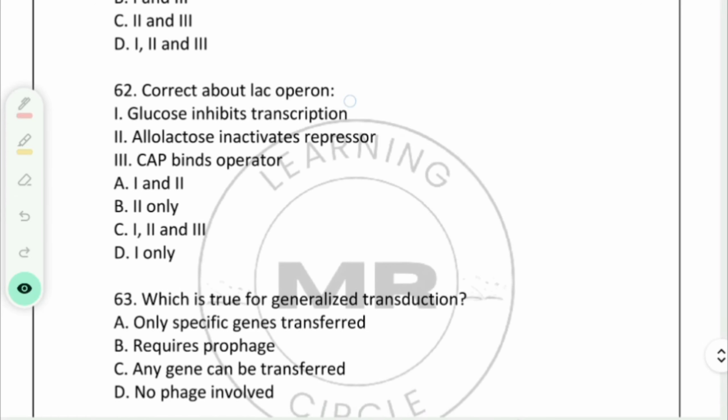Question number 62. Correct about lac operon. Statement 1, glucose inhibits transcription. Statement 2, allolactose inactivates repressor. Statement 3, CAP binds operator. Now the options are A, 1 and 2. Option B is 2 only. Option C is 1, 2 and 3. And option D is 1 only. So the correct answer for this question is option A, 1 and 2.